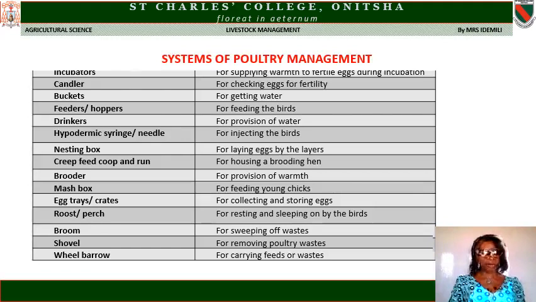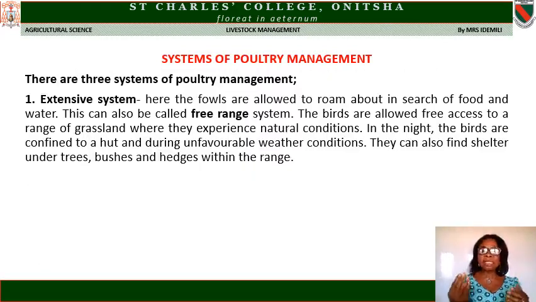Systems of poultry management. There are three main systems of managing poultry. The first and the common one with the peasant farmers is the extensive system. Here, the fowls are allowed to roam about in search of food and water. They are on their own, looking for food and for water. This system can also be referred to as the free-range system.